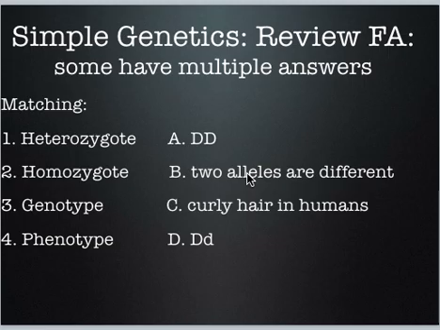Before we start today's complex genetics, we're going to look at just this one slide for simple genetics. It is a little bit harder because some of the answers have multiple answers. So which letters here are heterozygote? Zygote refers to the zygote we all come from, the egg and the sperm uniting. Hetero, does that mean same or different?